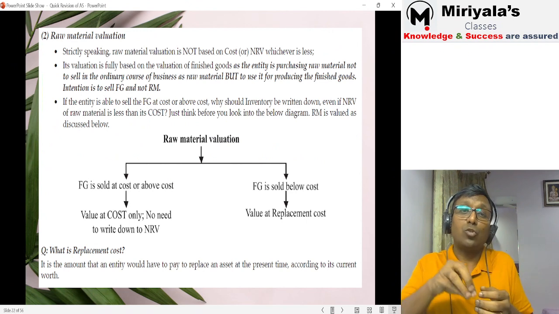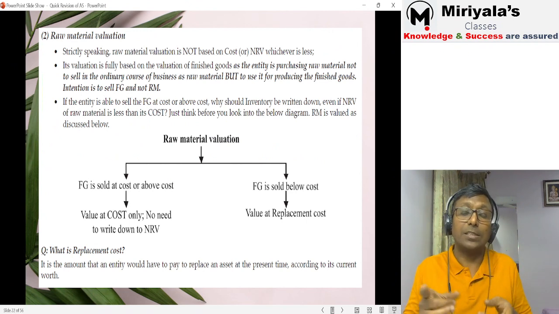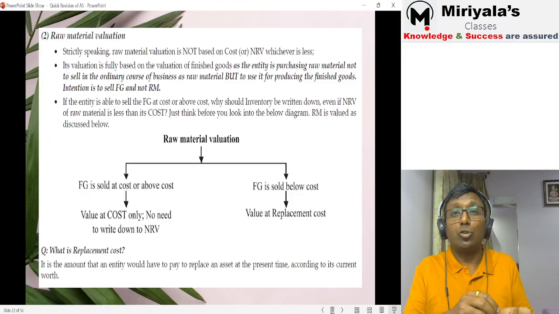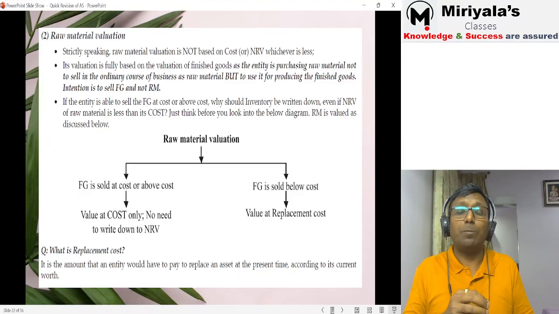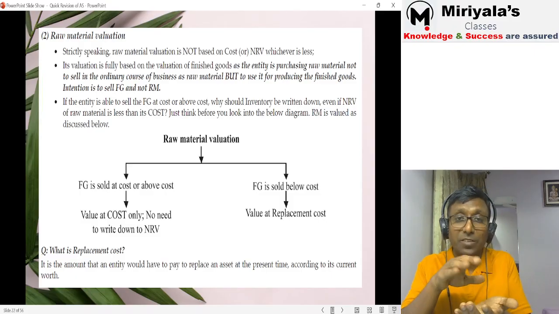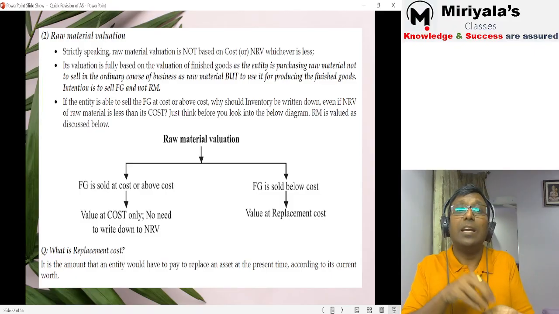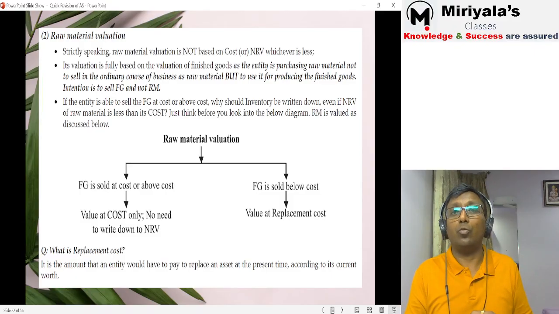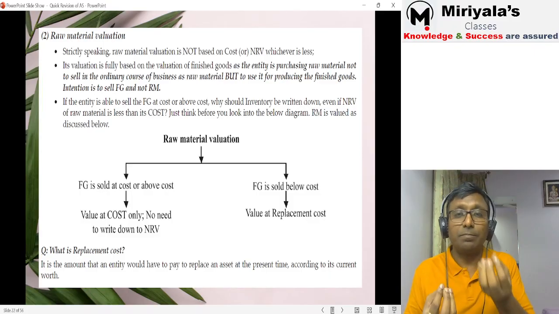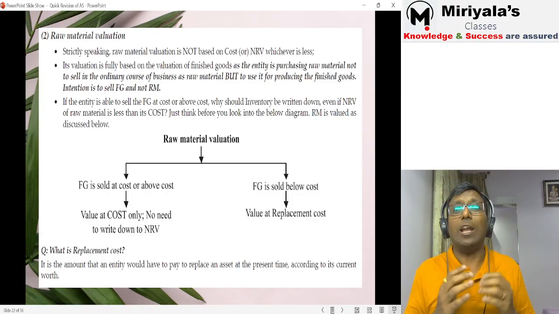No, sir, FG is going to be sold below cost. Then the value of the raw material should be taken as the replacement value. Replacement value means, if I buy the same kind of item in the market, how much does it value to me? That valuation is my existing raw material value.